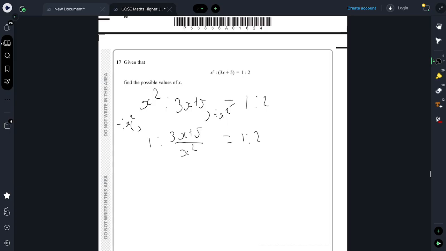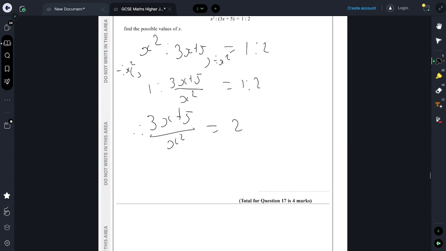Okay, so now what we can say is 3x plus 5 over x squared has to be 2 from this. And therefore you can times by x squared. It's just solving an algebraic fraction. Again, on the last paper, they asked us to solve an algebraic fraction. I know it's probably annoying by now, you hear me banging on about how they asked about this topic in the other paper. That's why, because you learn those topics, it will most likely come up in yours.